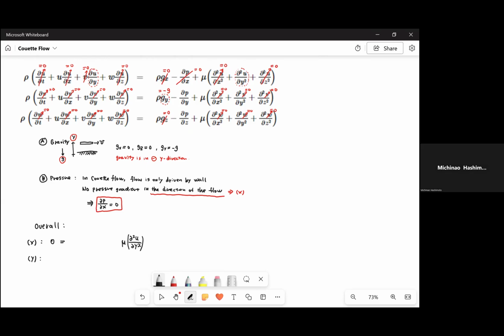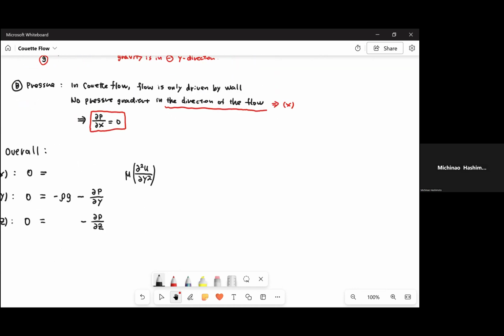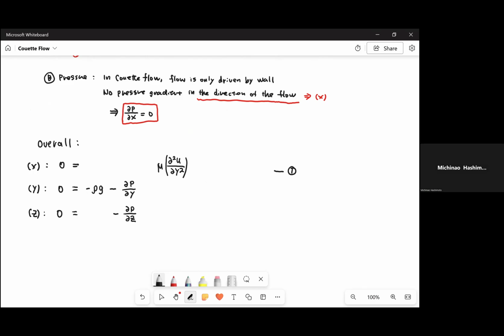This is the term remaining for the x component. For the y component, the left-hand side acceleration part is also equal to 0. What you have left is gravity, minus rho g, and also minus dp/dy, but there is no viscous term left. And lastly, for z, we have 0 equals minus dp/dz. So this is really good. We have three equations: one for x, two for y, and three for z. That is the simplified Navier-Stokes equation, which eventually you have to solve.